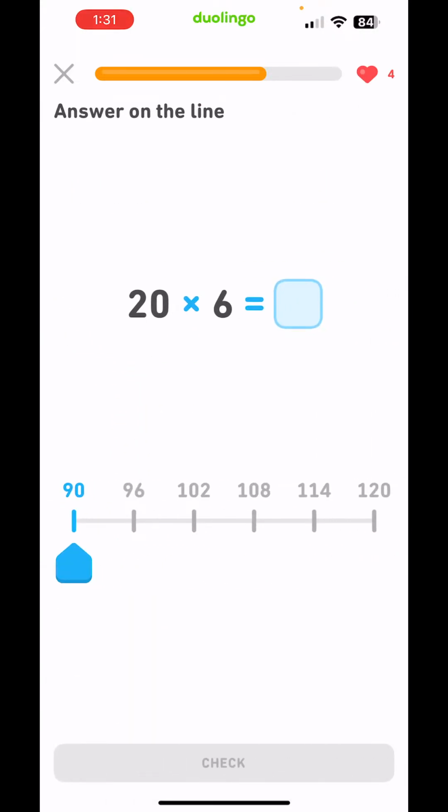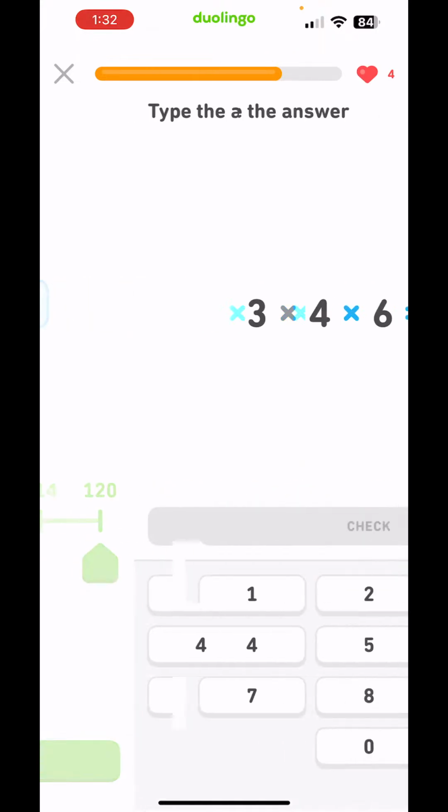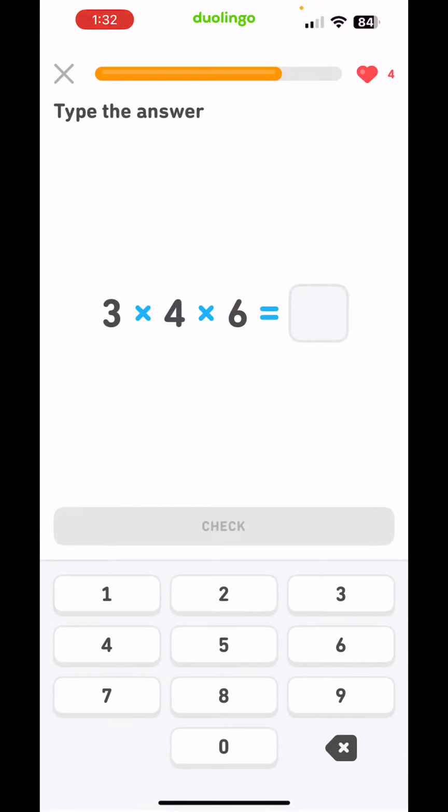Now we have 20 times 6. 6 times 2 is 12. Add the 0. That is 120. Then 3 times 4 times 6. 6 times 4 is 24. And then 24 times 3 is 72.